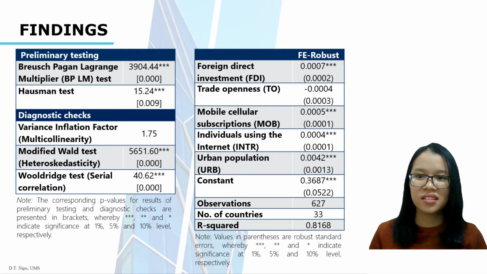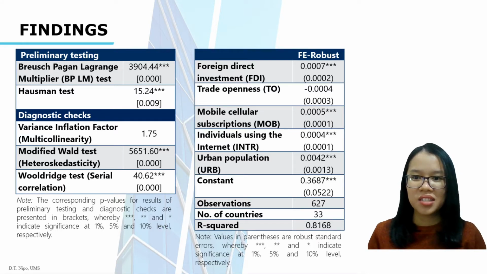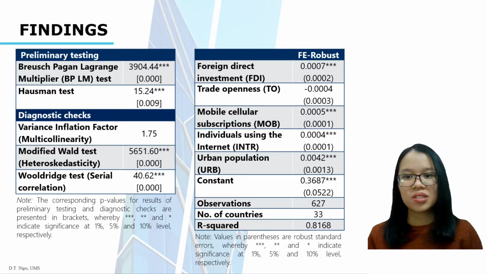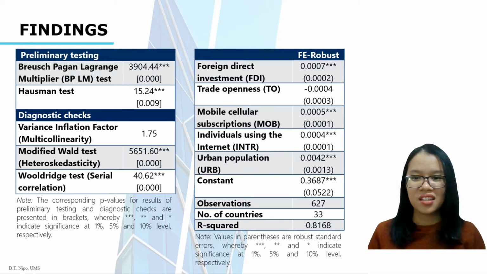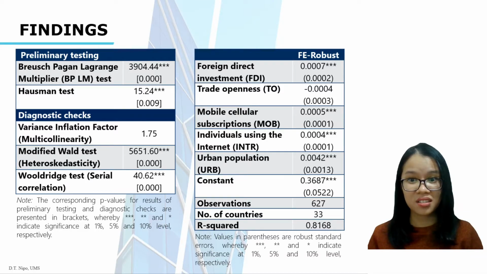Now, for the findings, looking at the first table on the left here, based on the results of the two tests under preliminary testing, which are the PPLM test and Hausman test, the results suggest that they are in favor of the use of a fixed effect estimator rather than a random effect estimator. And then, looking at the results of diagnostic checks, it was found that the regression model suffered from the problem of heteroscedasticity as well as serial correlation, which necessitates the use of robust standard errors to correct or to overcome these two problems.